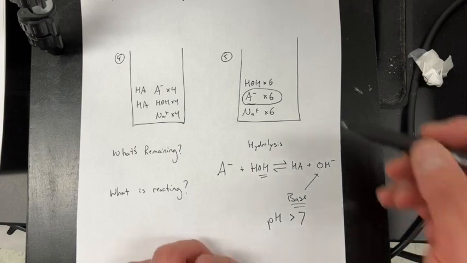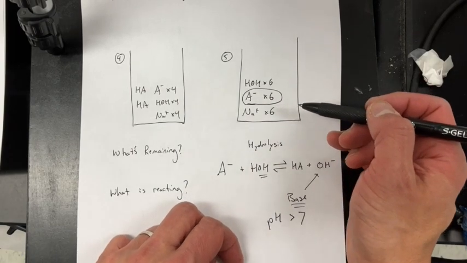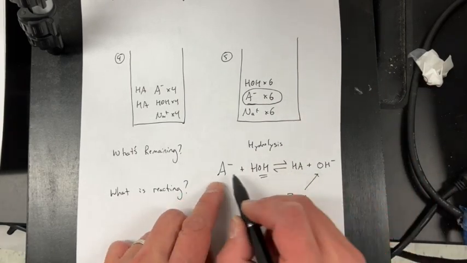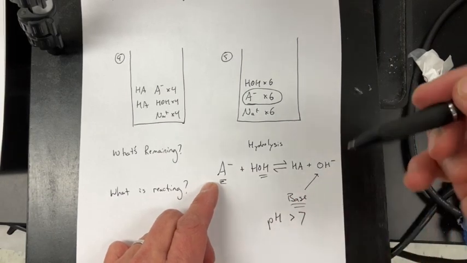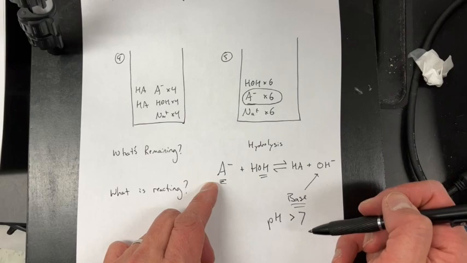That's going to push my pH to be greater than 7. So it's really important that when we titrate a weak acid with a strong base, we're going to be left with this A negative at the equivalence point, forming OH minus, and that's going to make our pH above 7.